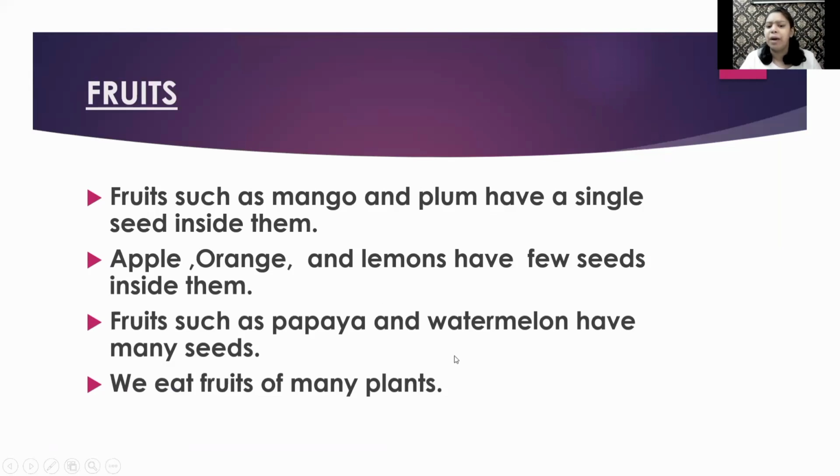Fruits such as papaya and watermelon have many seeds. If you happen to eat watermelon or papaya, you can see there are so many seeds that come out of these fruits. We eat fruits of many plants.